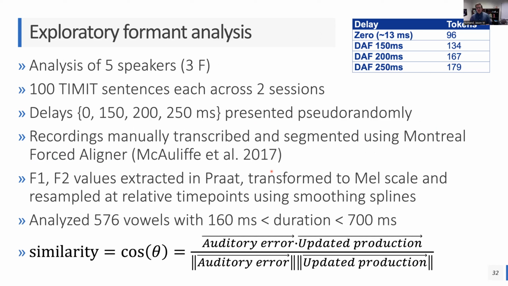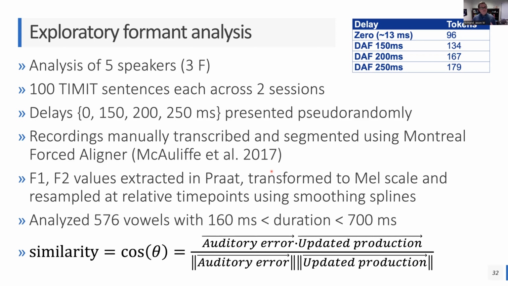So as I said, 5 speakers here producing TIMIT sentences across 2 sessions with delays between 0 and 250 milliseconds. We manually transcribed what the subjects produced, and then we segmented that using the Montreal Forced Aligner tool, which has been a real godsend for us in this kind of analysis. We then brought it into Praat and extracted formant frequencies across these productions. Because they produced sounds of different duration, we also resampled all of those at some relative time points using a smoothing spline-based approach that would allow us to compare across different vowels.